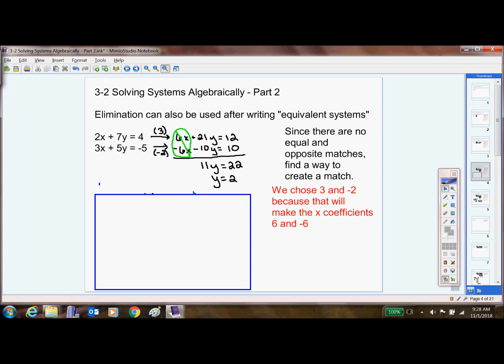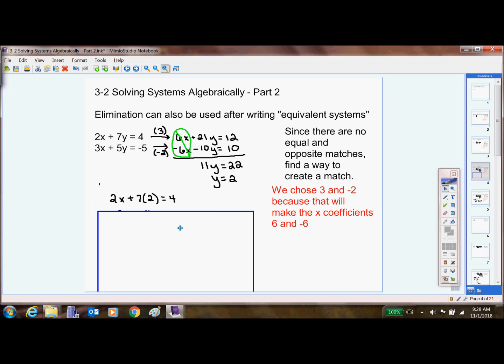What do you think? Plug it in. Absolutely. Good job, Angelia. We're going to plug it in. Does it matter which one that we plug it into? No, it doesn't matter what we plug it into, because remember, we're finding a solution for both of them. So we just pick one. Pick the one you like best. This one has no negatives, so I like that one best, but you could pick either one.